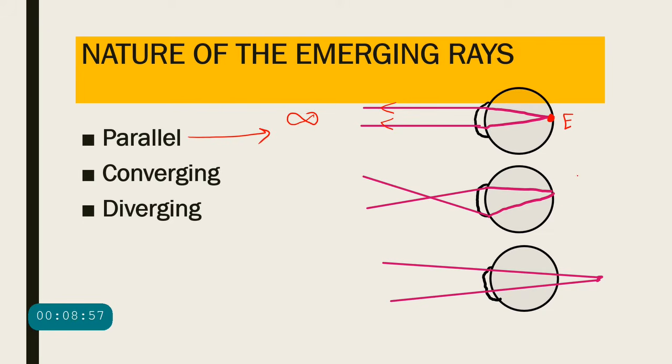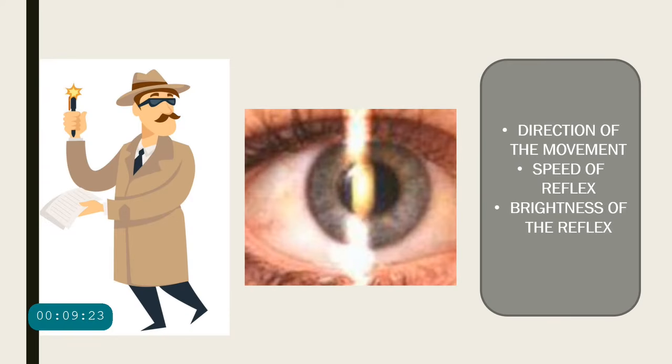Now in case of a patient who is myope, what will happen? The focal point is much less than infinity and therefore the rays will converge at this focus point, and therefore the nature or the vergence of the rays will be converging. In case of hypermetrope, the rays are coming from a virtual point located behind the retina, and therefore the nature of these rays is actually diverging. This is a very important concept that you should remember.